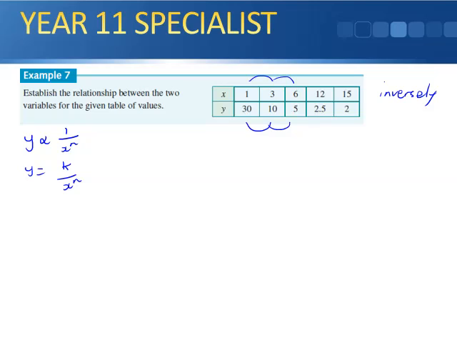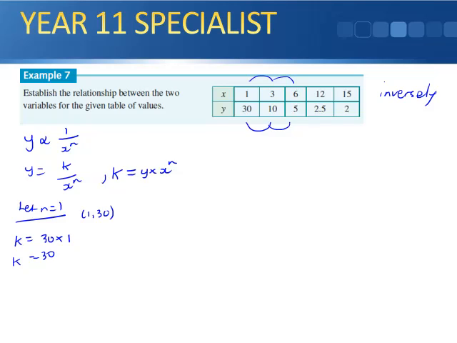And again, I'm going to say let n equal, and I'm going to substitute each point in there and work out my k. So I'll rearrange my k here. I'll get k equals y times x to the power of n. So when n equals 1, I get k equals, the first point is going to be 1 and 30 that I'm putting in. So y, 30 times 1 to the power of 1, so that's 30.